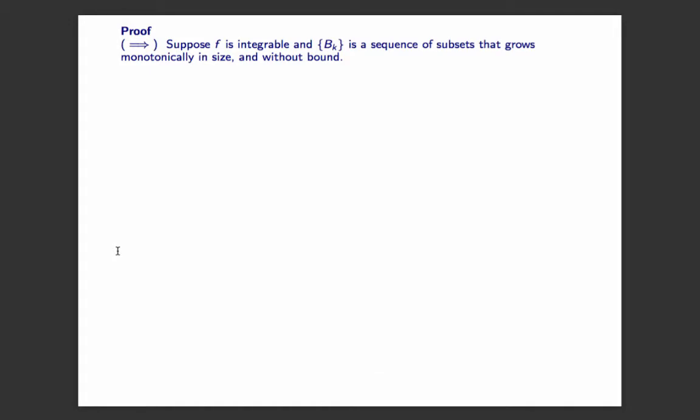Suppose f is integrable and B_k is a sequence of subsets as described. They grow monotonically in size and without bound. In other words, any cube can be fit into one of the sequence of subsets. Our goal is to show that the limit as k goes to infinity of the integral of f over B_k exists and is equal to the integral of f. So we're proving the forward direction of our proof.